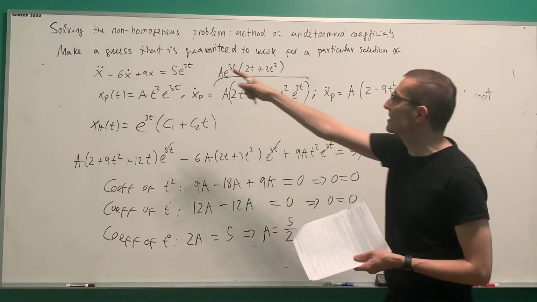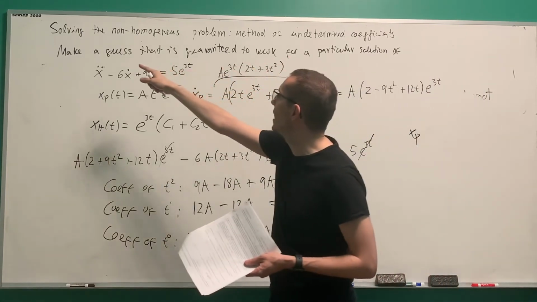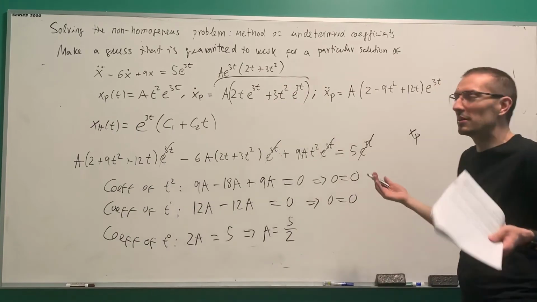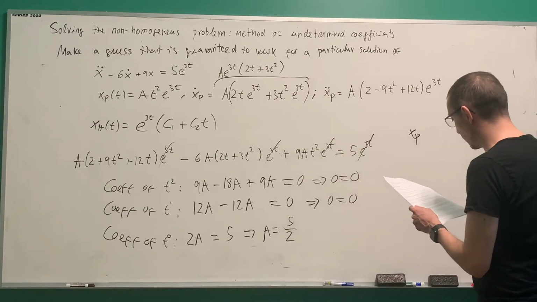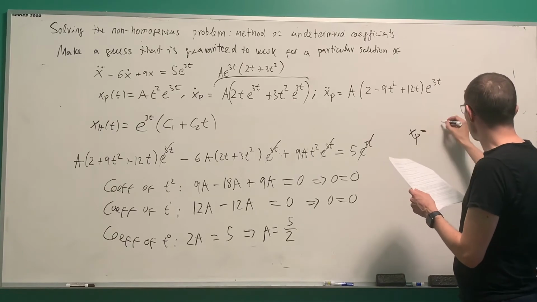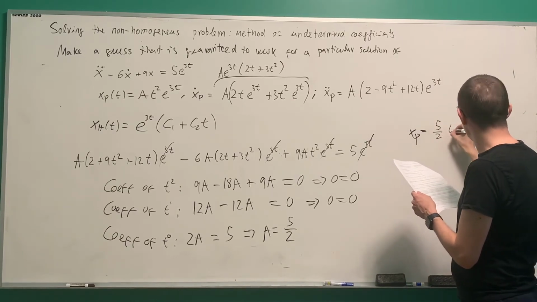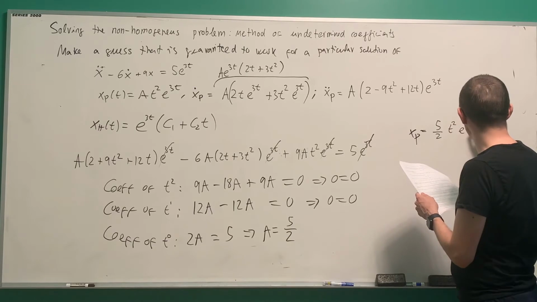Again, this is more than the exercise actually asked you. The exercise only asked you to make the guess. We are solving the full problem. We're actually finding the exact value of the particular solution. But now that we are in an easy one, this is 5 over 2 t squared e to the 3t.